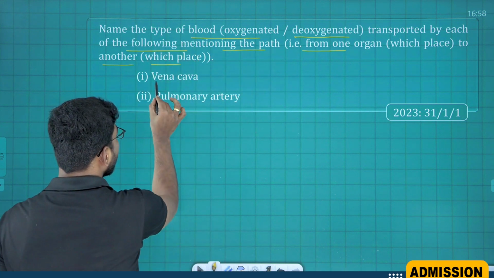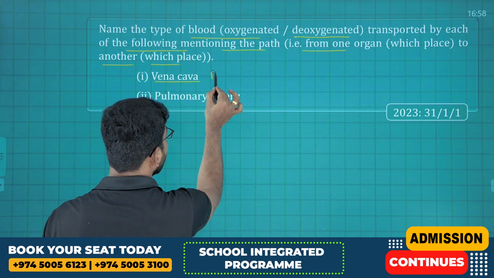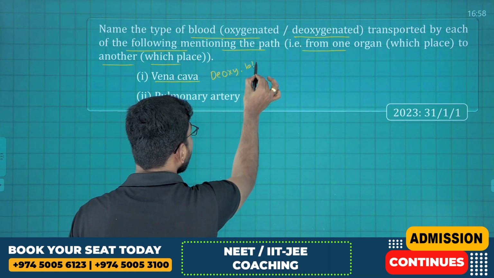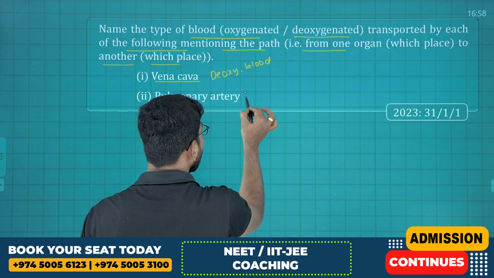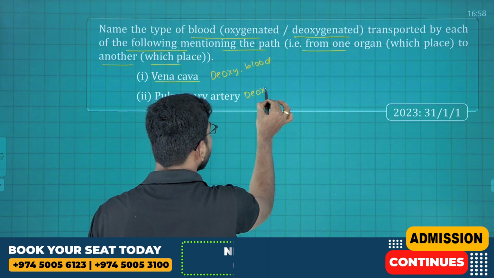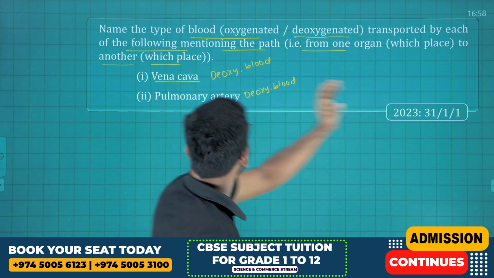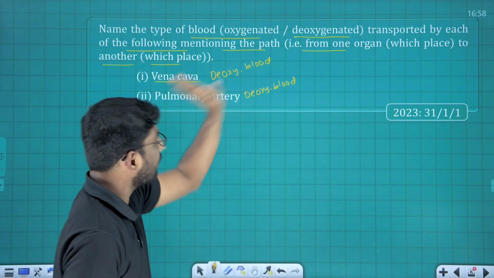In vena cava, what kind of blood is there? Deoxygenated blood is there. In pulmonary artery also, tell me, deoxygenated blood is there. Remember all of you, deoxygenated blood. Transport by each of the following. Mention the path. Okay, fine.